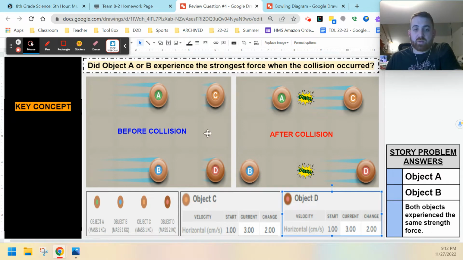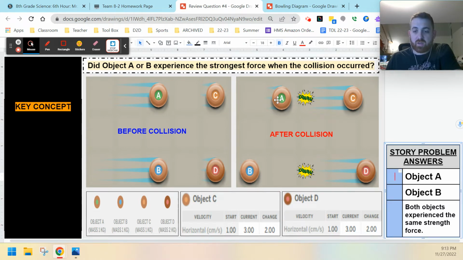So we have to decide, looking at objects A and B that have the same mass, which one had the strongest force applied to it in the collision, based on object C's velocity change and object D's velocity change. Take a second, decide. Do you think object A had the strongest force when it collided? Did object B have the strongest force? Or did both objects experience the same strength force? Take a second, pause the video, and select your answer. When you're ready to go over it, unpause the video.